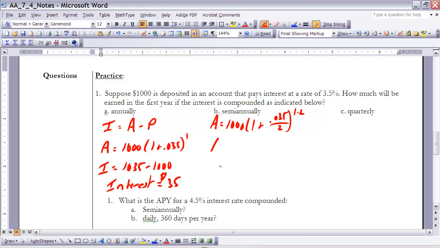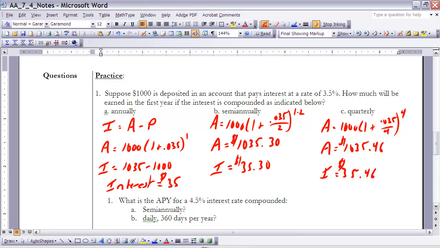Okay. If I go ahead and figure out that amount, plugging that into my calculator, we would have 1,035.30. Therefore, the value of the interest would be that amount minus 1,000 again, so it would be $35.30. So if we do it semi-annually, we're going to get just a little bit more money than we would the other way. Okay, and then for the last one, I'm going to do the same thing, just a little bit more than we did semi-annually. So the more times we compound the money, the more interest we're going to earn on that money.